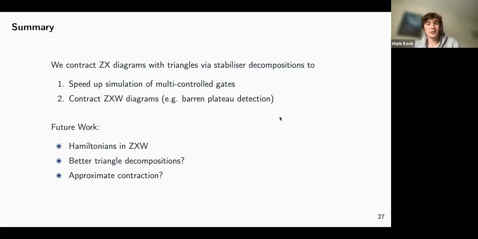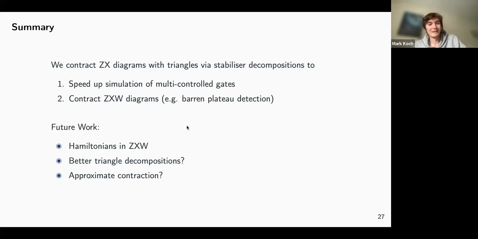Let's say you want to compute some expectation value for a Hamiltonian using this method. The classical thing you would try is just write this Hamiltonian as a sum of Pauli operators and then compute the expectation value for each of those Paulis and add them up. But we can actually express Hamiltonians in just a single diagram using ZXW. So it'd be interesting to figure out if this might be better than doing individual contractions, but just contracting the big thing at once. Maybe it is, maybe it's not.